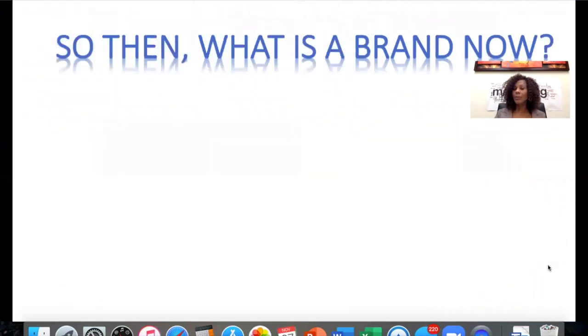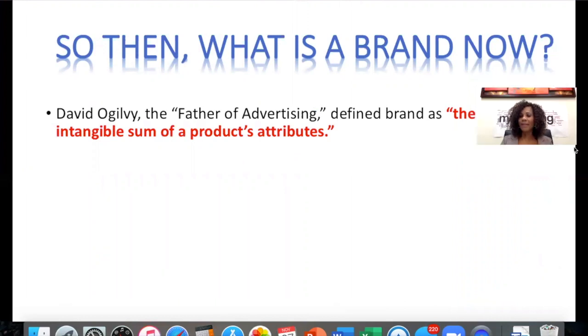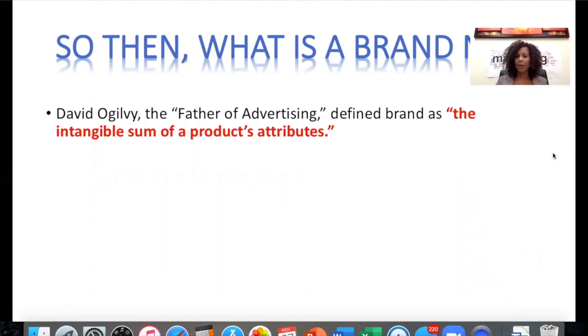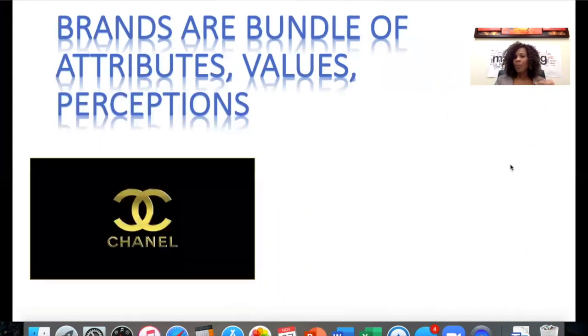So then, what is a brand today? Let's start by quoting a couple of famous thinkers from brands. First, David Ogilvy, who started one of what is today still the biggest and most successful global advertising agencies. He defined brands as the intangible sum of products' attributes. The dictionary of brand defines brands as a person's perception of a product, service, experience, or organization. So, for example, brands are a bundle of attributes, values, and perceptions.